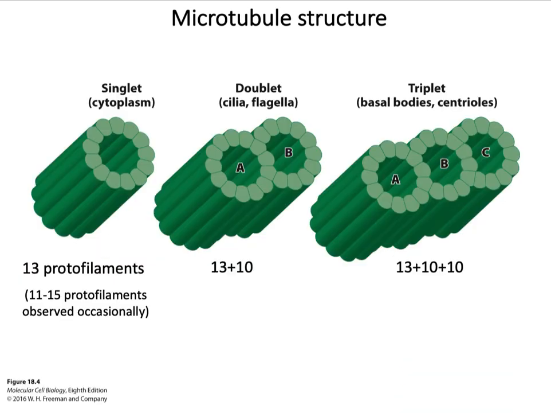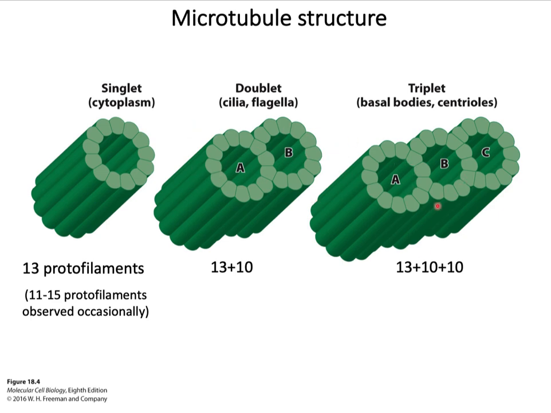microtubule structure. Most of these microtubules in the cell are singlet tubules, and they are usually made up of 13 protofilaments. But in certain genera, the number of protofilaments can be as small as 11 or as big as 15, but these are extremely rare. Microtubules can also be found as doublets, as shown here. You usually see doublet microtubules in cilia and flagella. If it is a doublet, then the protofilaments are 13 in the A ring and then 10 in the B ring.